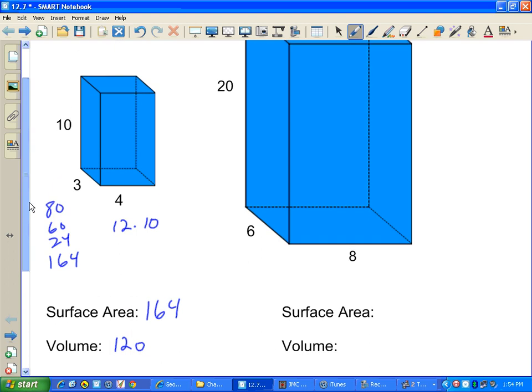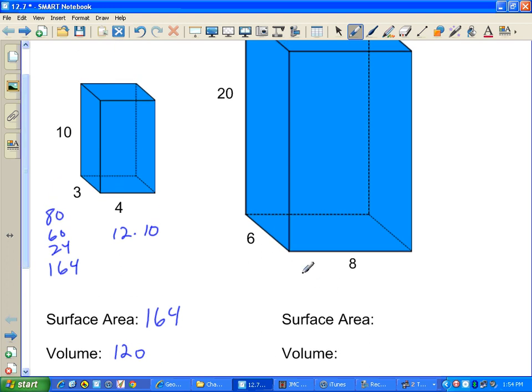Surface area of this larger one here, I'm going to have 8 by 20, and we have two of those, so that's 160 times 2 is 320. I'm going to have 6 by 20, which is 120 times 2 is 240. I'm going to have 48 twice, which is 96. So I get a total here of, let's see, 656. Yeah, 656.